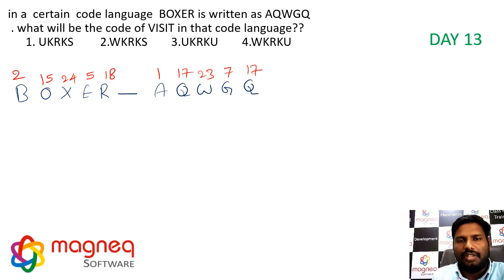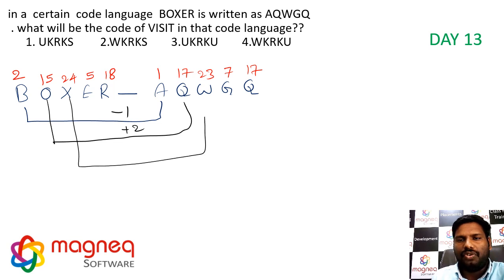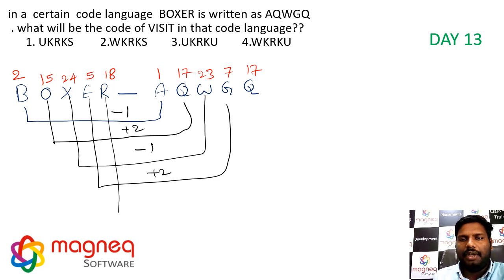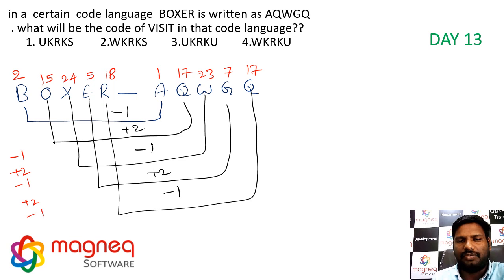From relation, 2 to 1, minus 1. Next, 15 to 17, plus 2. And 24 to 23, minus 1. 5 to 7, plus 2. 18 to 17, minus 1. So, given code: minus 1, plus 2, minus 1, plus 2, minus 1. We have to apply this for the second one.